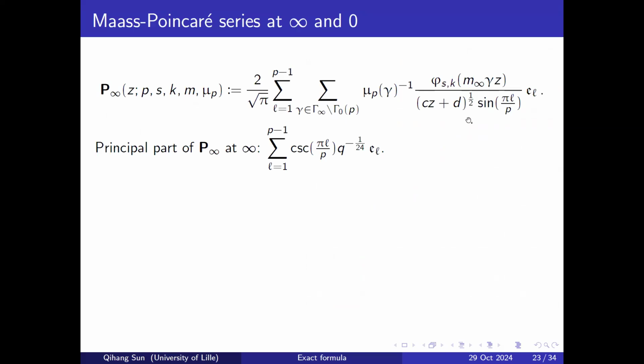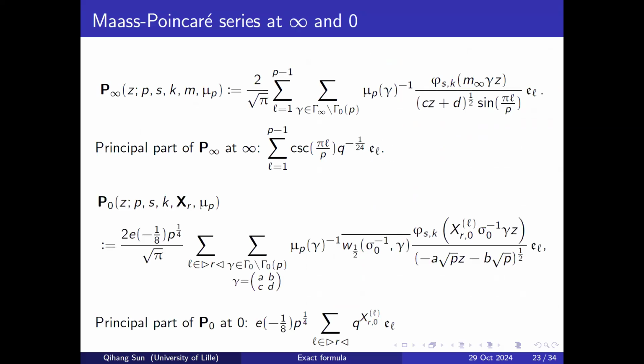Okay, we have set up everything in our proof. And let's go back to the theorem. We define Poincare series. This one, P infinity, is for cusp infinity. You can see that gamma infinity here is the stabilizer of cusp infinity. Its principal part at cusp infinity is this one, to be matched for the principal part of G1 at cusp infinity. And we define Poincare series at cusp 0 in this way.